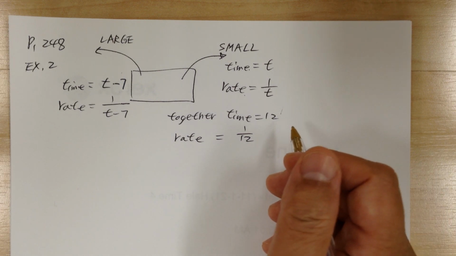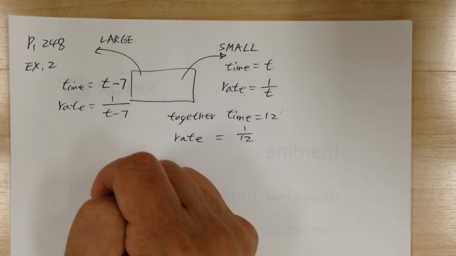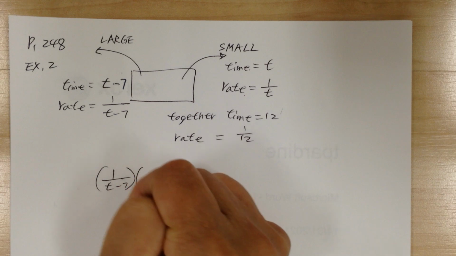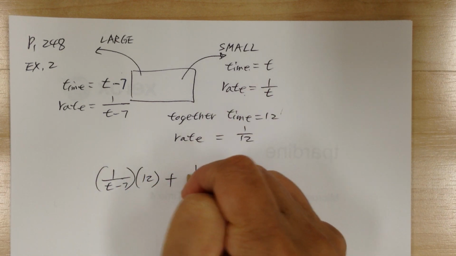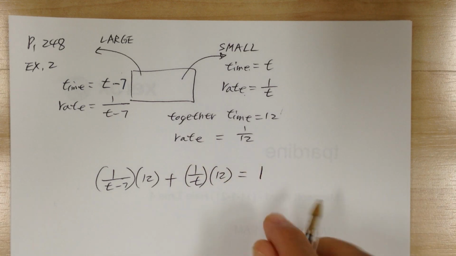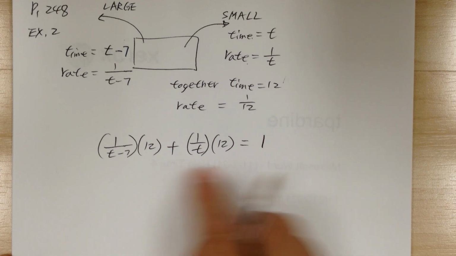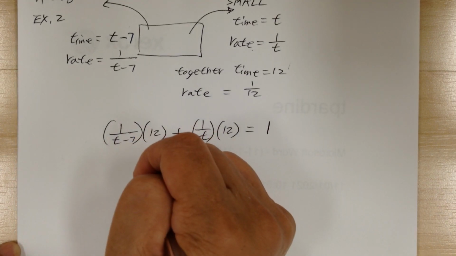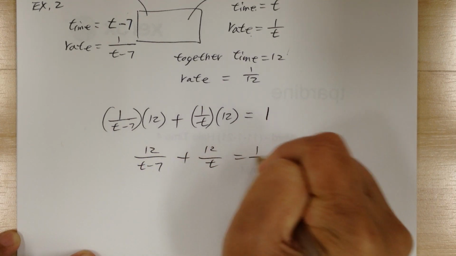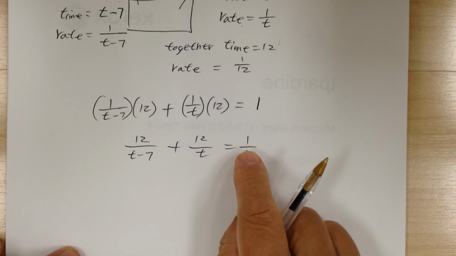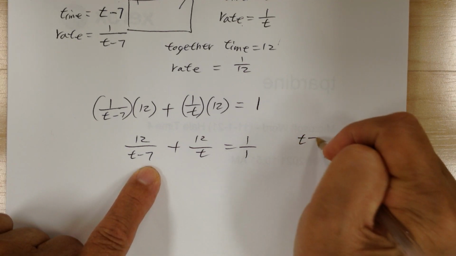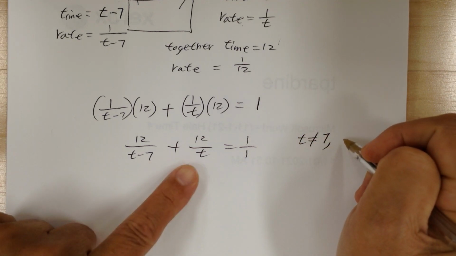Now let's write the equation. For the large pump, every hour it will pump out 1 over t minus 7, and it's going to pump for 12 hours. Plus the smaller pump, every hour it will be 1 over t, again times 12 hours, and this will equal pumping out the water of one pool. Now let's write it in fractional form, so it's easier to visualize. You get 12 over t minus 7 plus 12 over t equals 1 over 1. Now to solve the fractional equation, you need to multiply by the LCD. But before we do that, let's look at the restricted values. So t cannot equal 7 and t cannot equal 0.